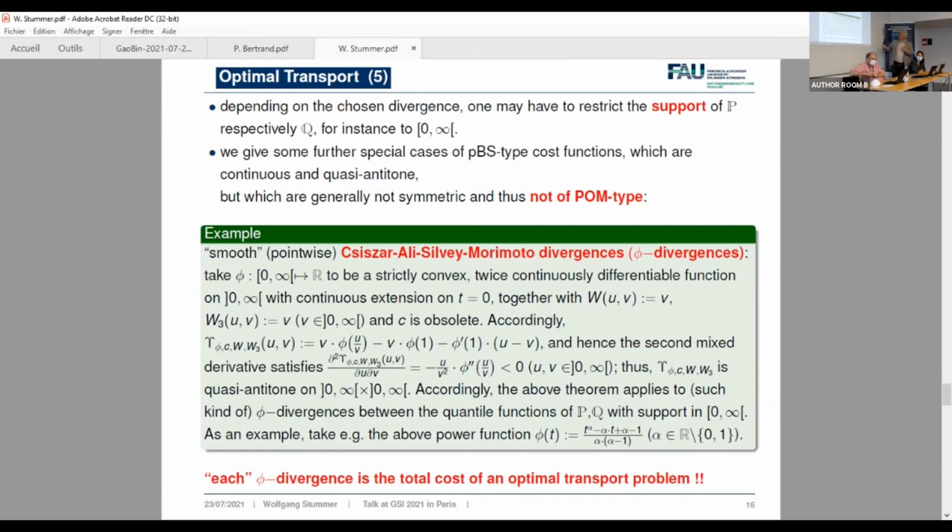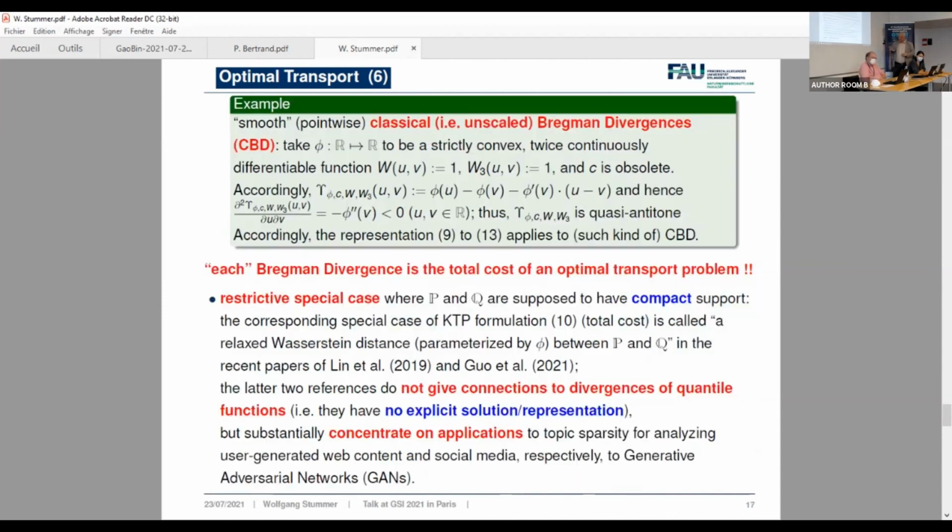And it's nice. I only read now the last lines because this is the essence. Here you can see more or less the proof. Each phi divergence is the total cost of an optimal transport problem. Since you need some strict convexity and continuous differentiability, only some small restrictions on phi. So the next thing is, each Bregman divergence or each classical Bregman divergence is the total cost of an optimal transport problem.